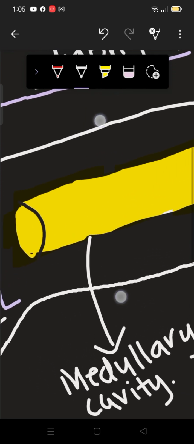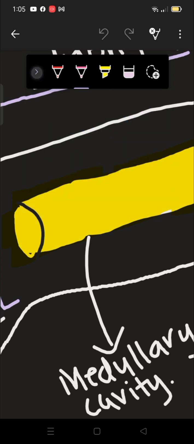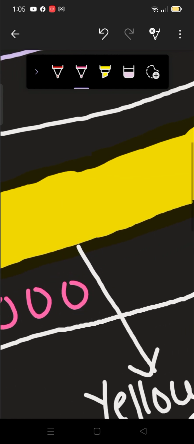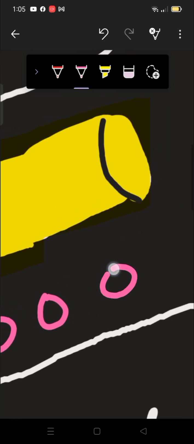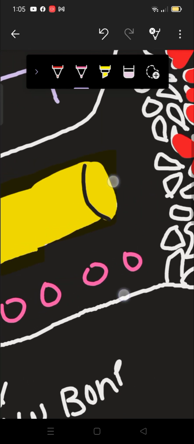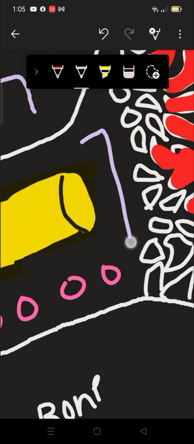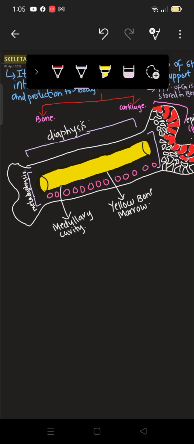Here we have cells. Wait, let me make those cells with another color. So here we have what? Here we have cells. Let me make these cells first. These are all what? These are the cells in the medullary cavity. Alright, and this region was known as what? Metadiaphysis. Alright, so these cells of the bones are known as osteocytes.